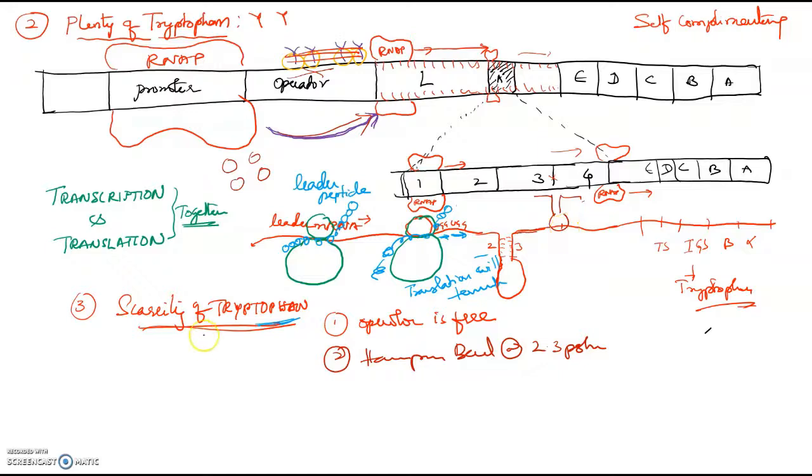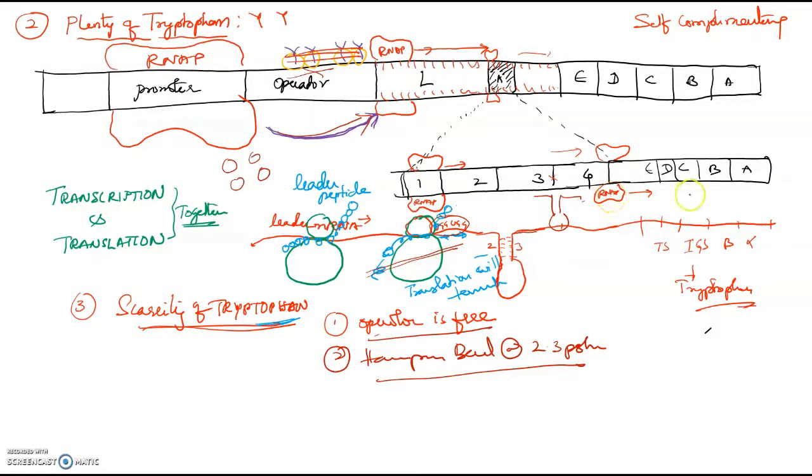Okay, now when there is a scarcity of tryptophan, when tryptophan needs to be produced, what happens is the operator is free because the repressor is not bound with tryptophan, and a hairpin bend will occur at 2,3 because of scarcity of tryptophan, and these two codons cannot be read any further. So there is stoppage of translation here. So the leader peptide is stopped.